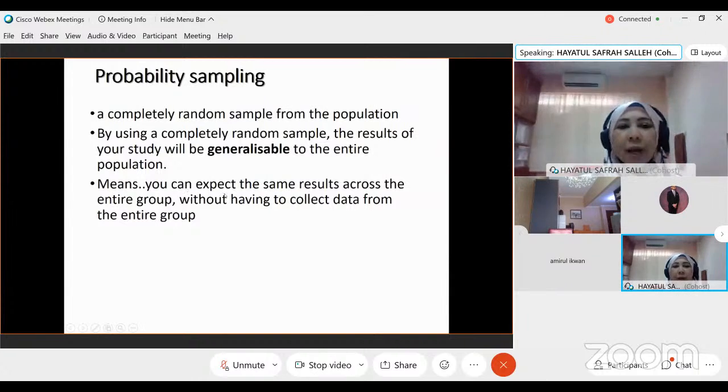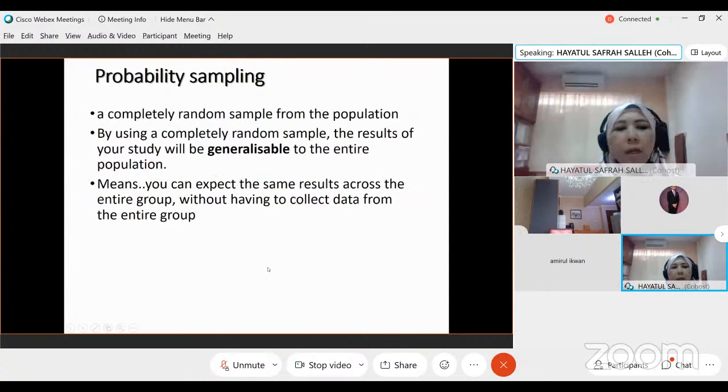It means that you can expect the same results across the entire group without having to collect data from the entire group. No need. It will waste your time and your money. So that is how you can generalize the findings. This is probability sampling.